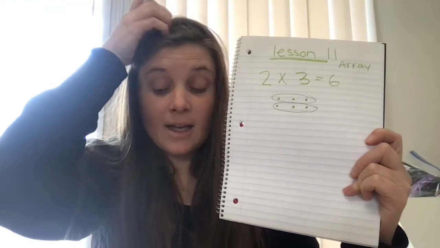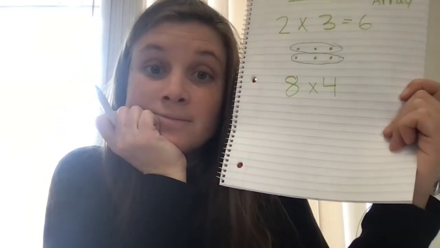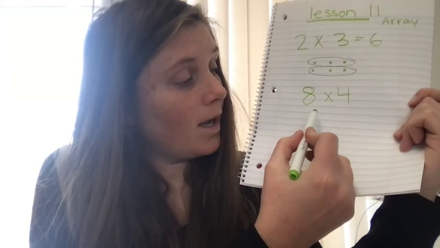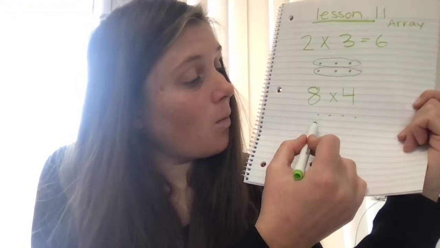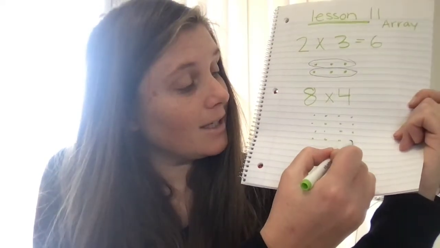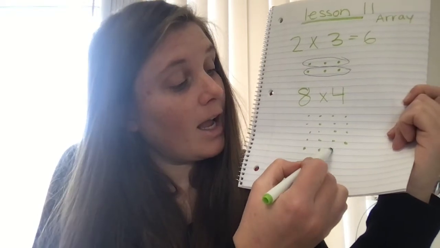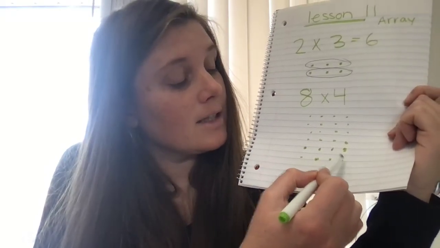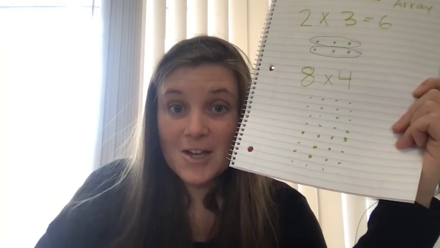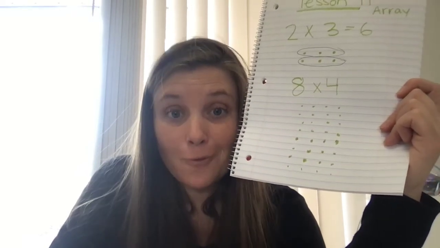Okay, let's do another one, okay? Let's do 8 times 4. What does that mean? 8 groups of 4. So we can draw it like this. 1, 2, 3, 4. 1, 2, 3, 4. 1, 2, 3, 4. 1, 2, 3, 4. How many groups do we have so far? 1, 2, 3, 4. 5, 6, 7, 8. 8 groups of 4. And that's an array that shows 8 groups of 4.